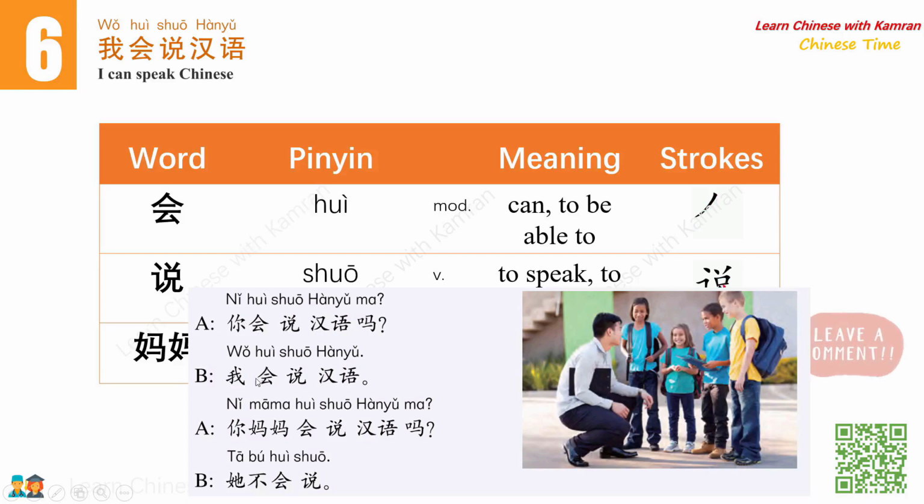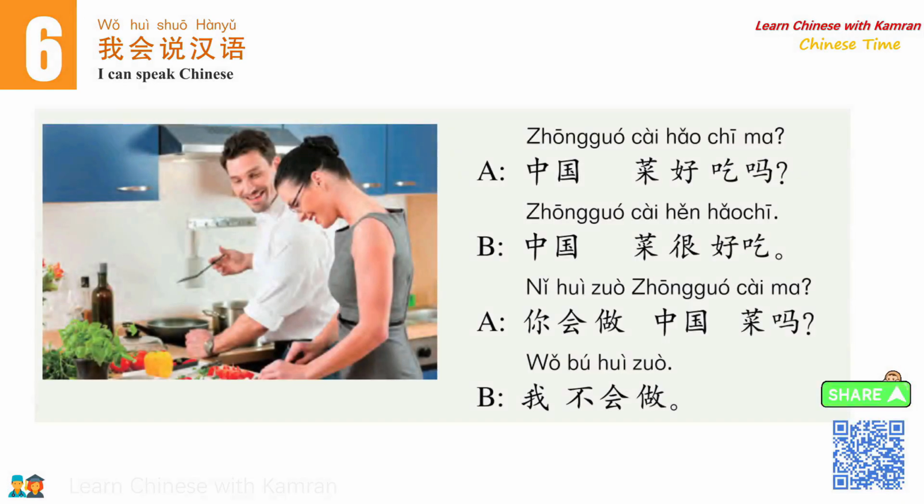So I have a question, and my question is, can you speak Chinese? If you can speak Chinese, you can say 我会说. If you can't speak Chinese, you can say 我不会说. And just leave a comment and let us know if you know Chinese or not. I mean, after learning 5 lessons, can you speak a little bit of Chinese? If not, then it's alarming. You should know at least a little bit how to speak, starting from ni hao. Okay, let's move to the second dialogue.